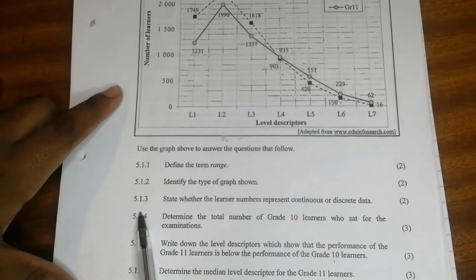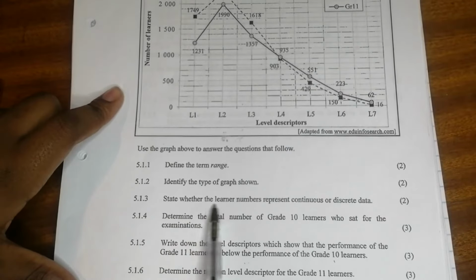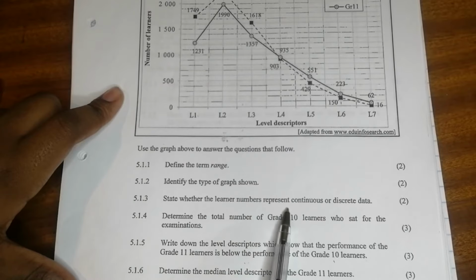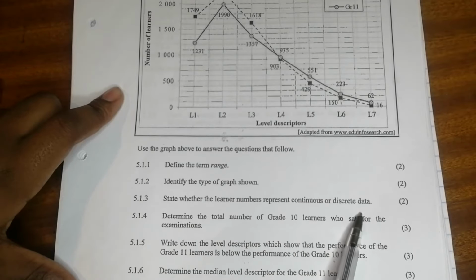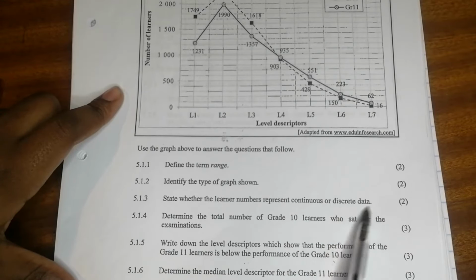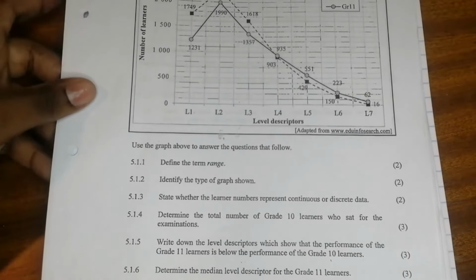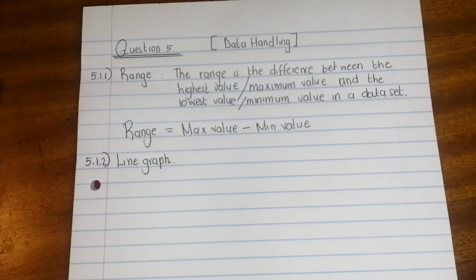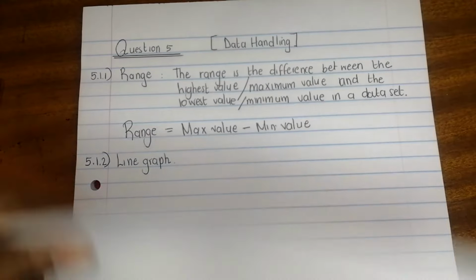Question 5.3 asks whether the learner numbers represent continuous or discrete data. Let us first discuss what continuous data and discrete data is before we even answer this question. So I'm just going to make a side note here.